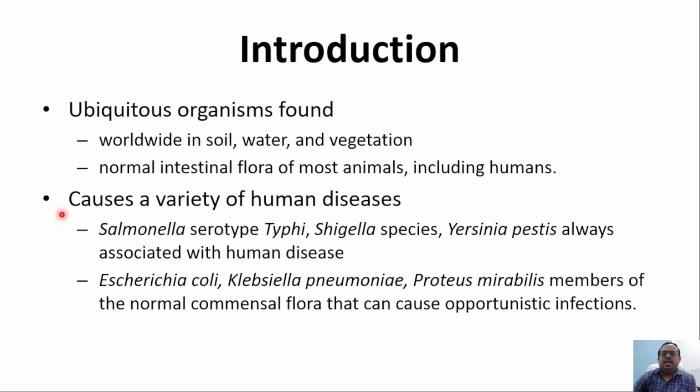The members of this family also cause a variety of human diseases in various ways. Some of the members are almost always associated with human infections, like Salmonella serotype Typhi, Shigella species, and Yersinia pestis. Other members like E. coli, Klebsiella pneumoniae, and Proteus mirabilis are members of the normal commensal flora, but can cause opportunistic infections under certain situations.